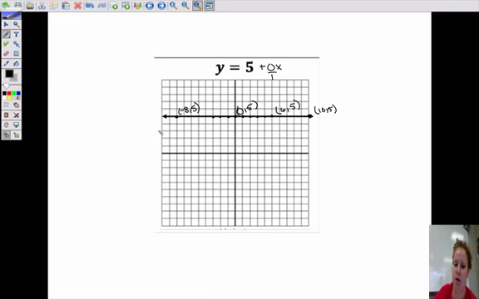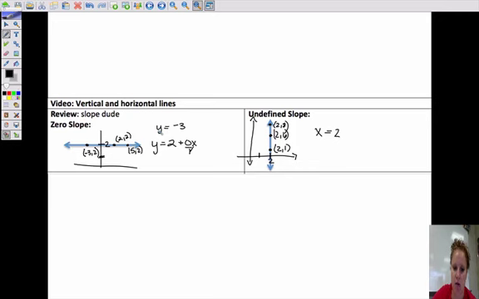Forgot to mention at the beginning of this video, make sure you have all of these notes down. So if you need to go back and get some of these notes, make sure you pause the video and do that.